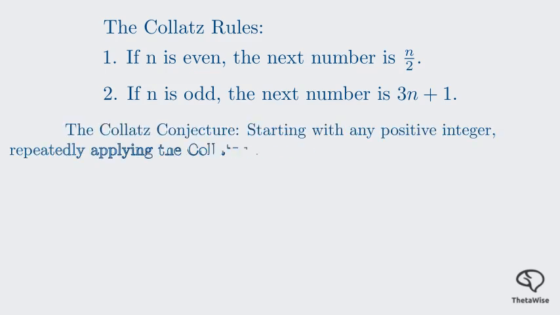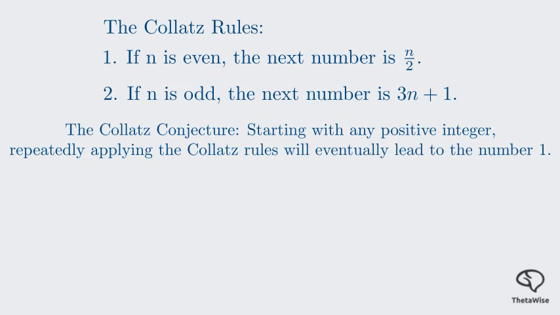This claim, that every positive integer leads to 1, is what we call the Collatz conjecture. Despite being computationally verified for incredibly large numbers, it has never been mathematically proven for all numbers. We're going to see how this process works with some examples, and then tackle a few problems on your own.